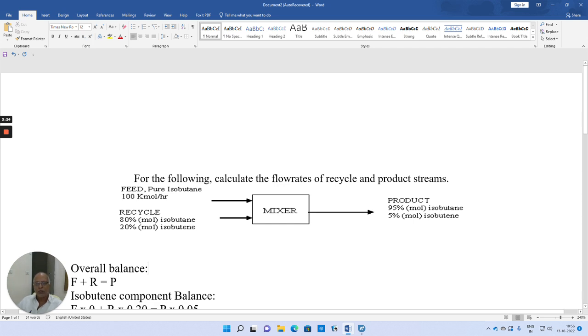If you try to do this manually, we will probably never be able to come to a convergent solution after performing quite a number of iterations. So in order to handle this type of calculation, we have two important tools, namely sensitivity analysis and design spec. In this particular demo, I'll be showing you both sensitivity as well as design spec tools while simulating this simple problem.